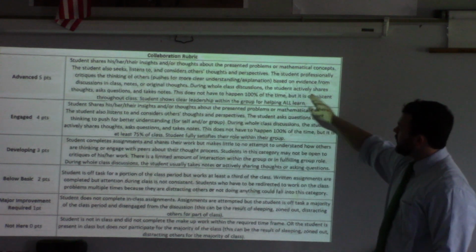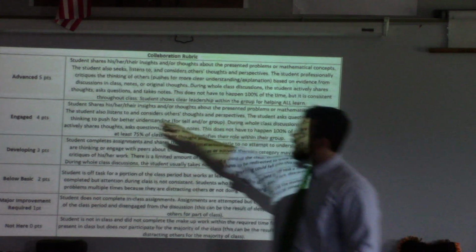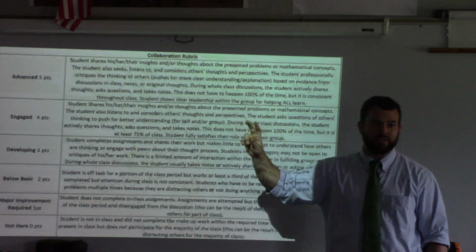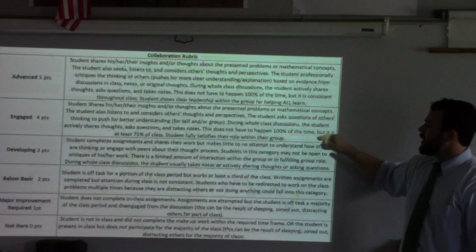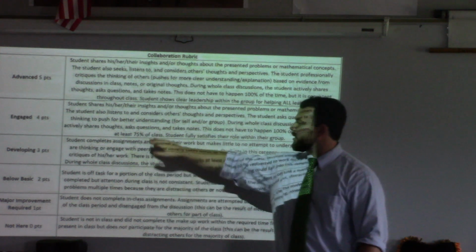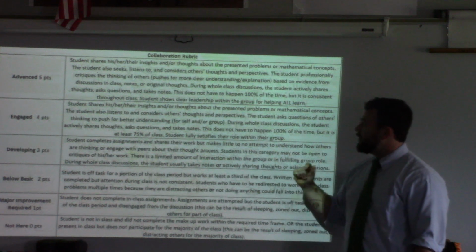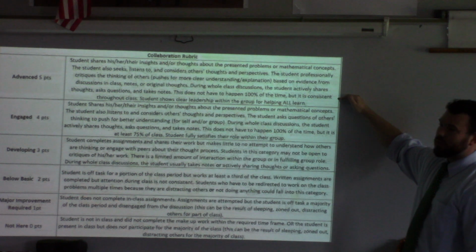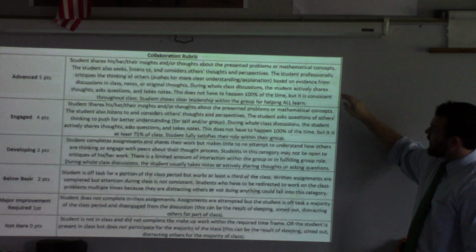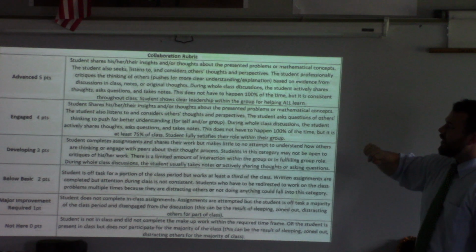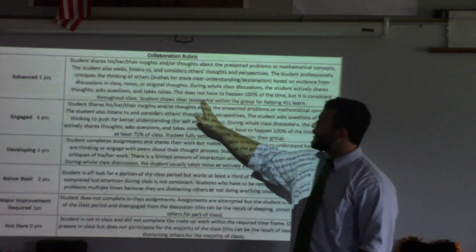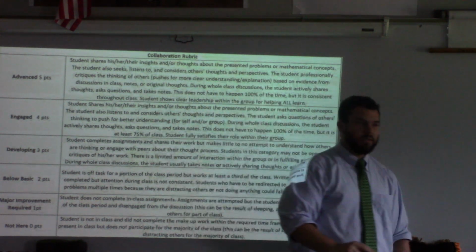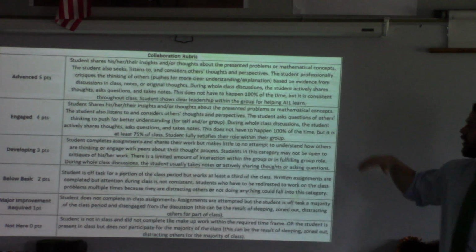During whole class discussions, the student actively shares thoughts, asks questions, and takes notes. So notice there's a during whole class discussions part of it. You got to be engaged there as well. Here, same thing. The student actively shares thoughts, asks questions, and takes notes. Here is where one of the big places these are different. Advanced. You don't have to do this 100% of the time. That's not realistic. But it is consistent throughout the class. And the student shows clear leadership within the group for helping all learn. That is the seeking others' ideas and helping each other, right? So you are going above and beyond.